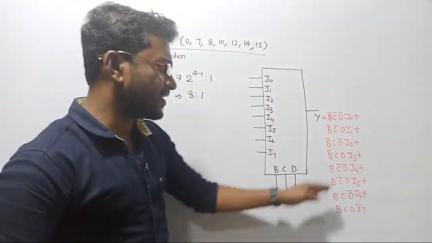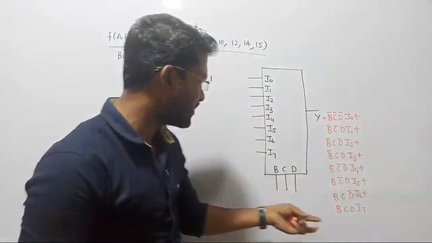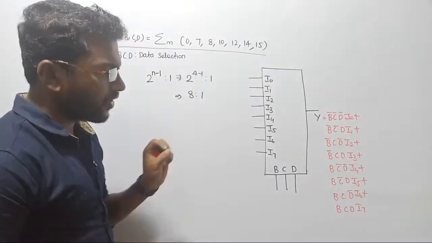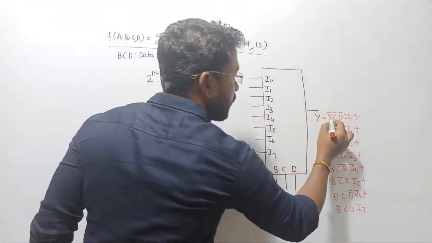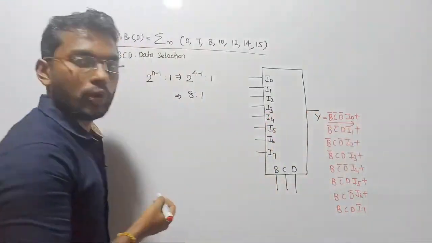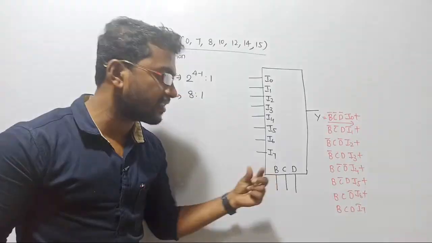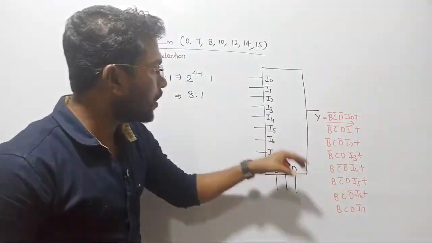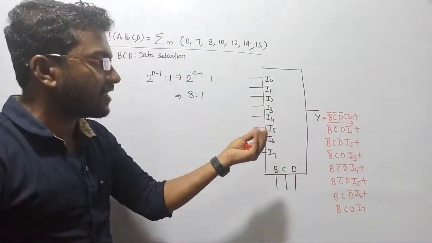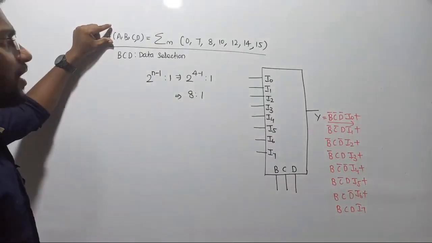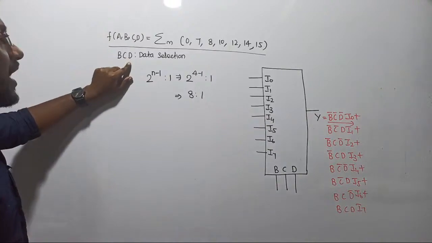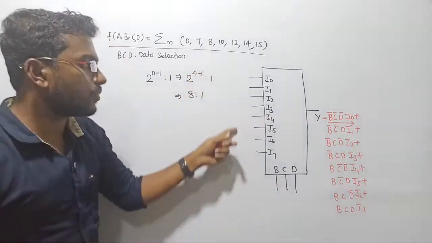Let's see. Without knowing these things, we cannot directly implement it, right? I know very well, but you all have to understand what sequence you are following: B, C, D, A. Do you all agree with me? B, C, D are going to act as the data selector, such that for the input lines I0 onwards, we are going to consider the remaining Boolean variable A. Simply we can see that A, B, C, D are the given Boolean variables. If B, C, D are acting as the data selector, automatically A is going to be the input line.